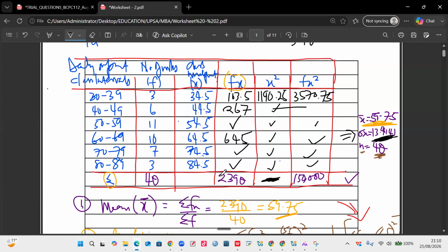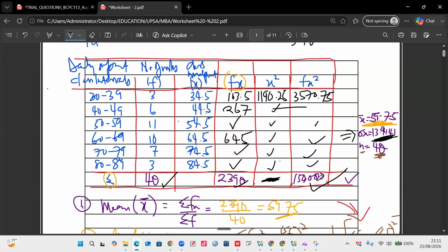When they are marking your exam scripts, I've marked papers before with lecturers. I went to assist some of them. When they are marking scripts, they don't mark all these fx squared. They don't mark them. What they mark is the total. They mark these ones. Because the assumption is that if the values here are all correct, your total should be correct, isn't it?